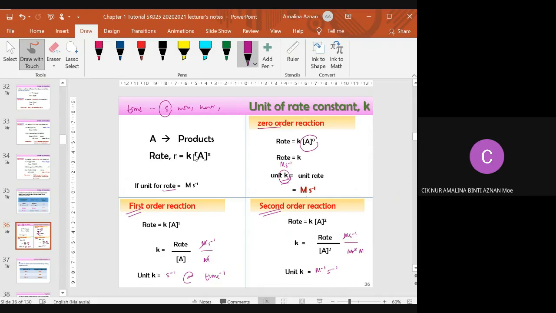So mesti make sure unit for rate constant ni lah. Unit untuk rate constant ni K mesti ikut dia punya order. Zero order, molar per second ataupun molar over time. Untuk first order per time. Kalau untuk second order per molar per time. Okay. S tu boleh jadi anything lah. Time. Minute boleh, hour boleh. Okay.